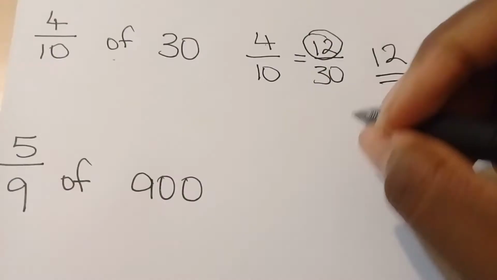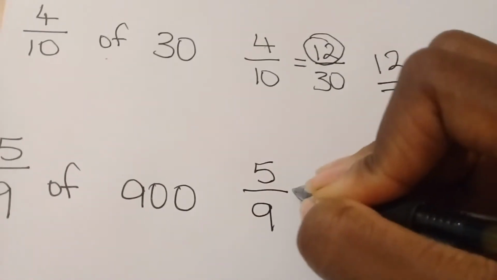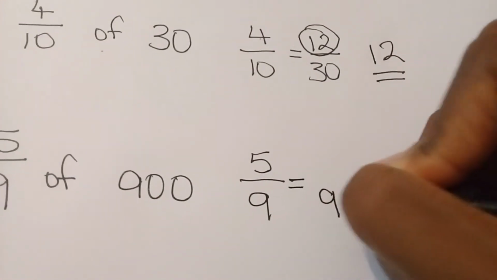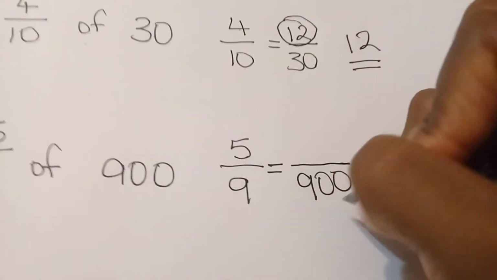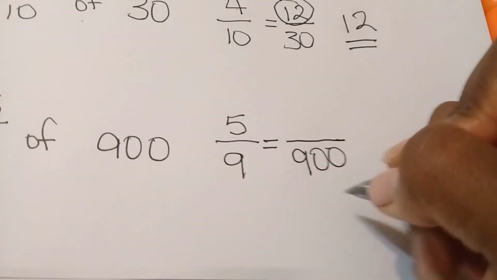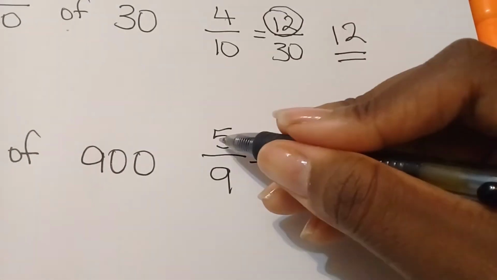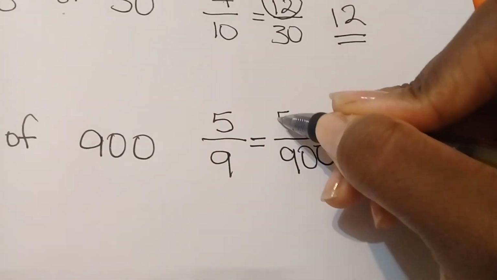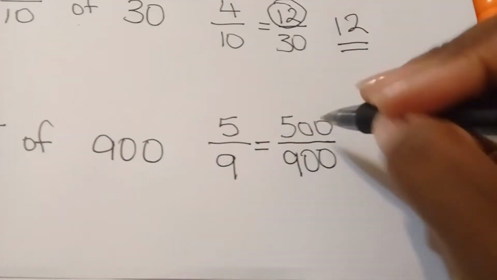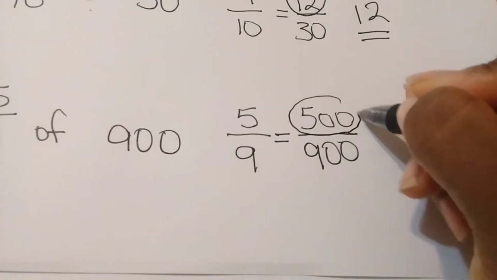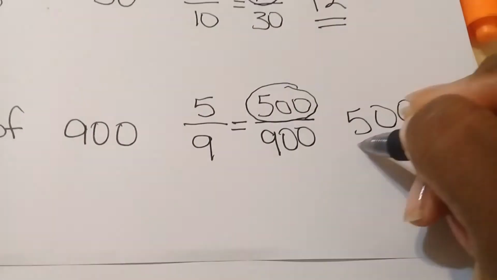One more. 5/9 of 900. Don't get stumped because the number is so big. It's actually quite simple. How do I get from 9 to 900? Just multiply by 100. So 9 times 100 is 900. So 5 times 100 is 500. 5/9 of 900 is 500. So I make sure I write my final answer off to the side, underline it.